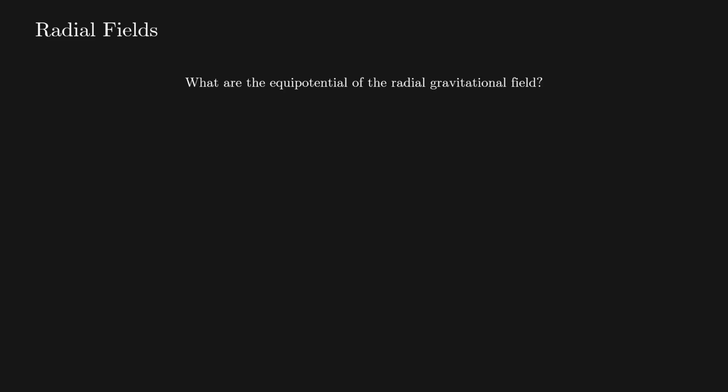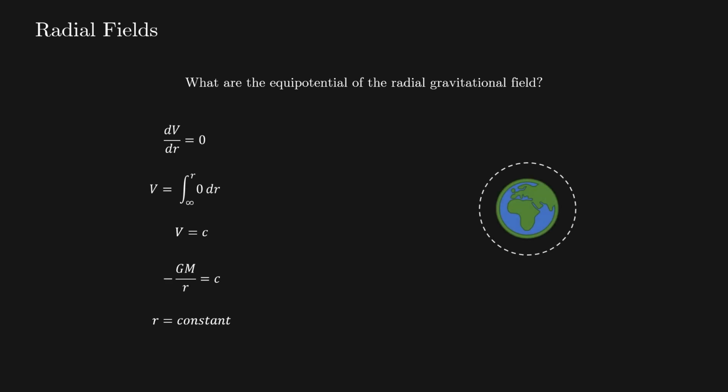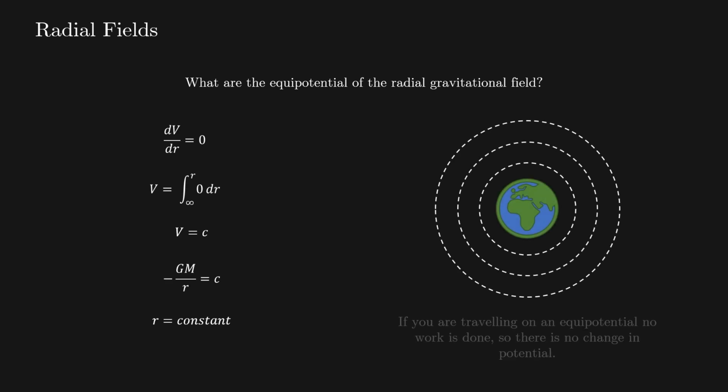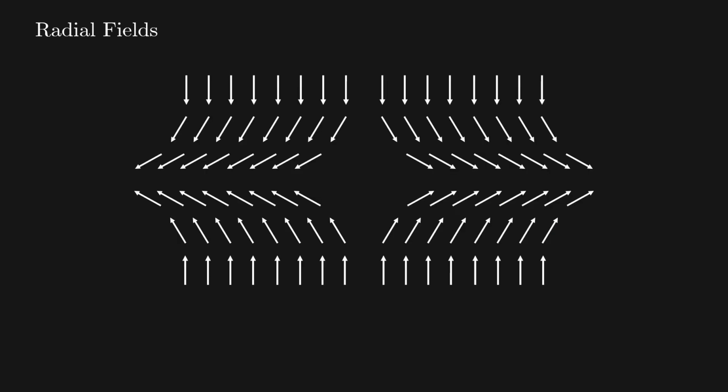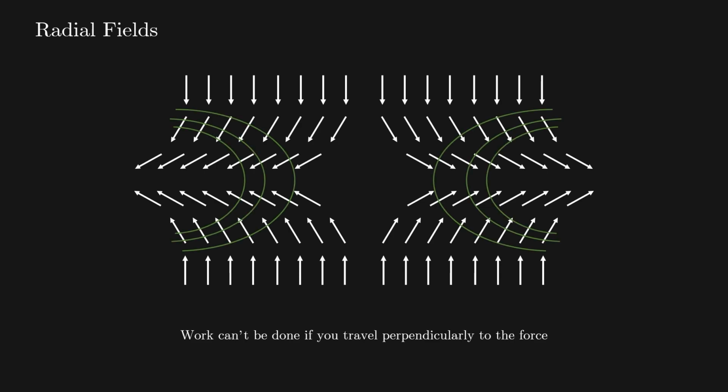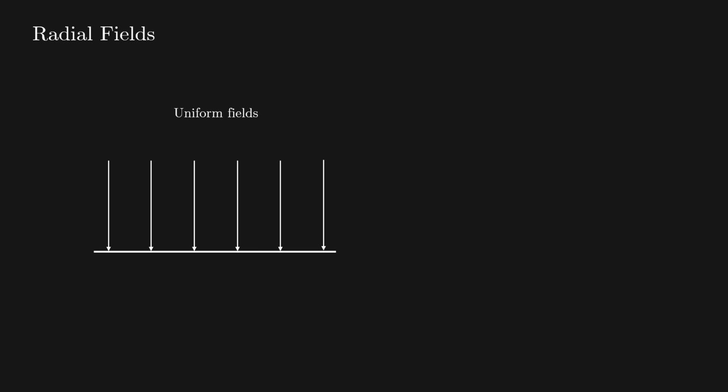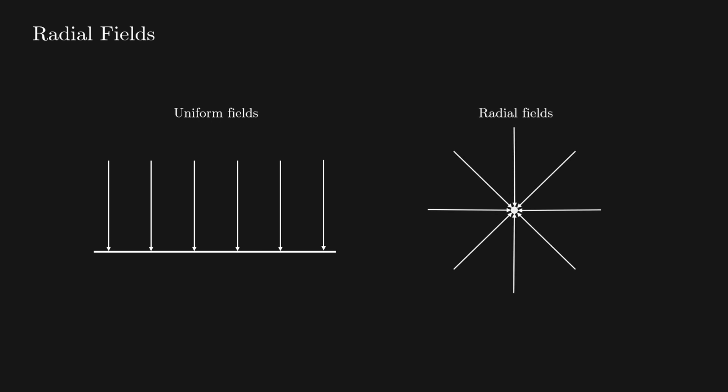We can now think about equipotentials. By solving the differential equations, we get that an equipotential is a path with a constant radius. The equipotentials are therefore just orbital paths. Note that along an equipotential, no work is done. Since no work is done when you travel perpendicularly to the force, any equipotential is just a path that is perpendicular to the force at each point. These are the equipotentials of uniform and radial fields. Note that they are always perpendicular to the field.